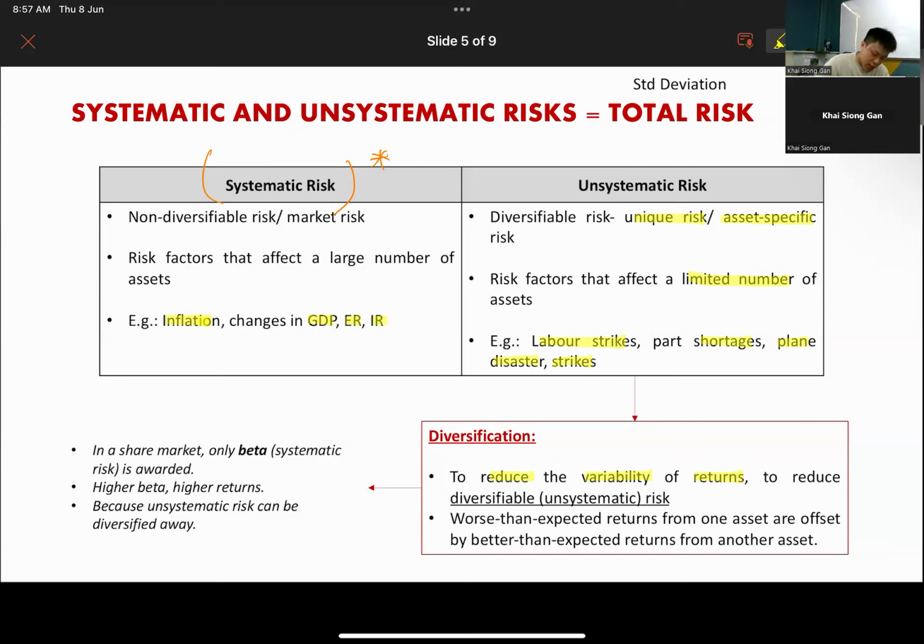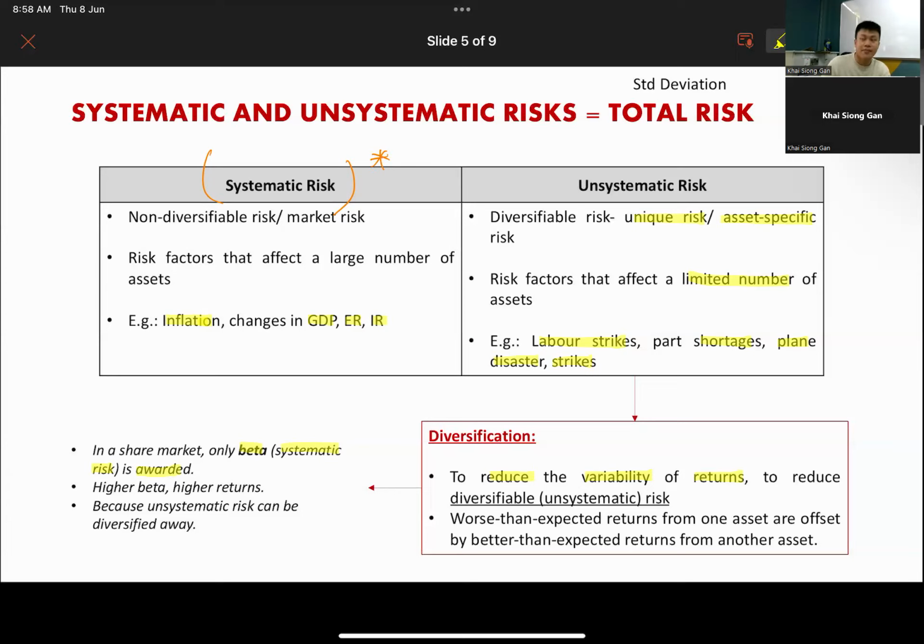So in the share market, only beta is rewarded. Beta means systematic risk, a risk that you cannot avoid. So only if you take the risk and the risk is systematic risk, it can be rewarded. Because in the stock market, we say high risk, high return, but the risk here that we are referring to is systematic risk.